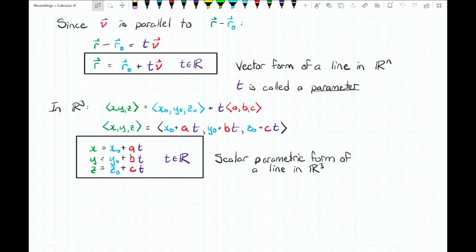This is the scalar form, but it's a parametric form. We don't have an implicit equation of x and y. We have three separate equations given in terms of the parameter.